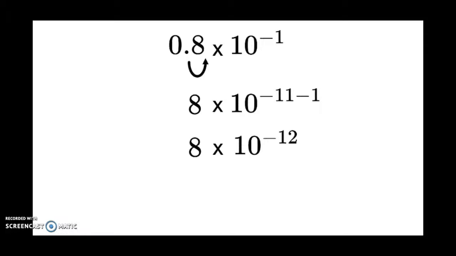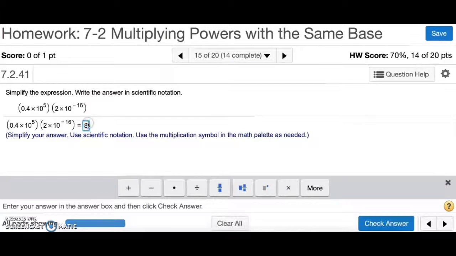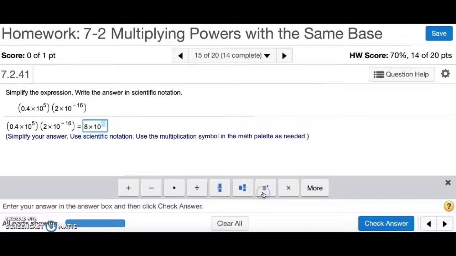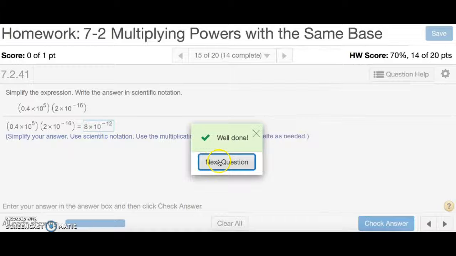So my answer would be 8 times 10 to the negative 12. Let's put that in MathXL. I'll have 8 times 10 to the negative 12. And that's my answer for number 15.